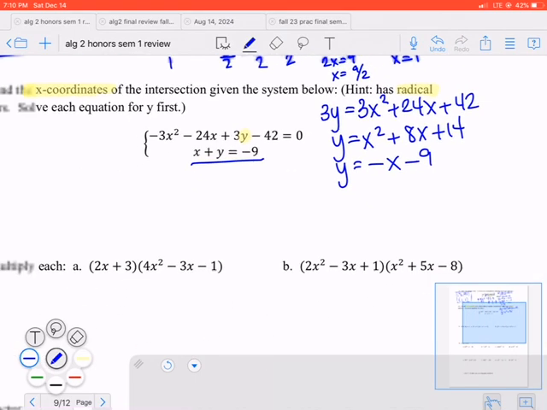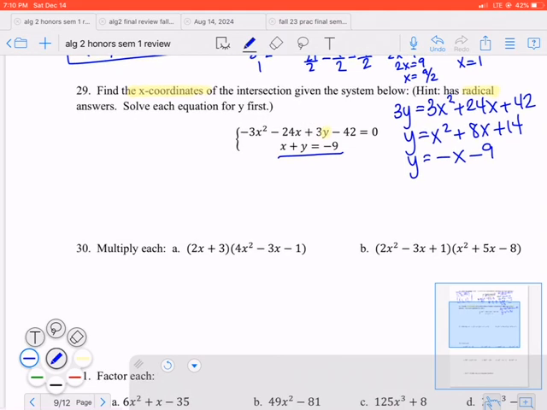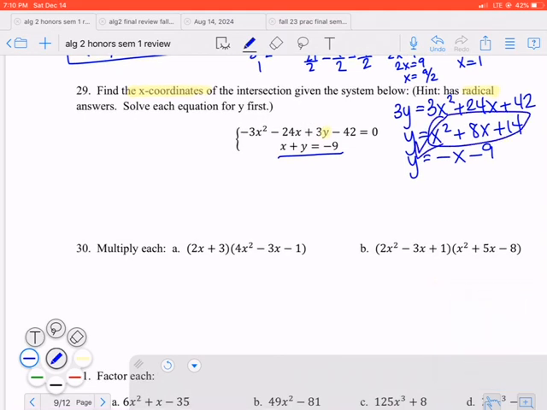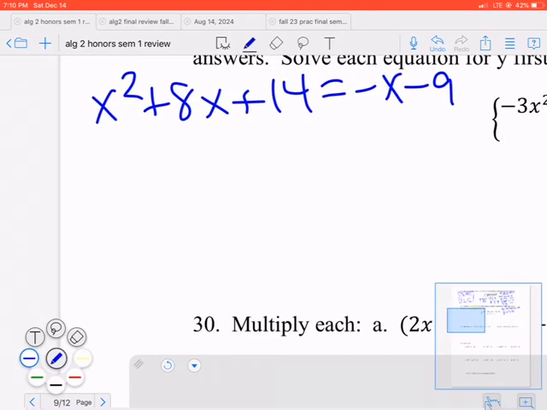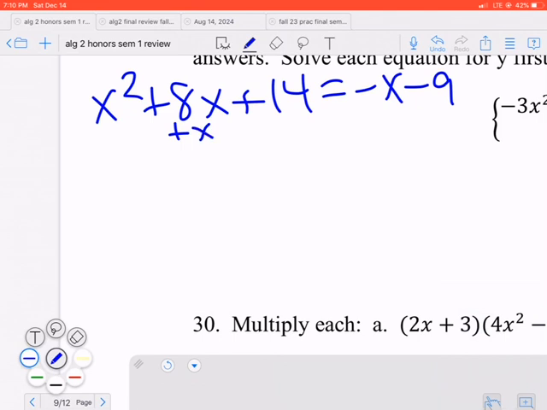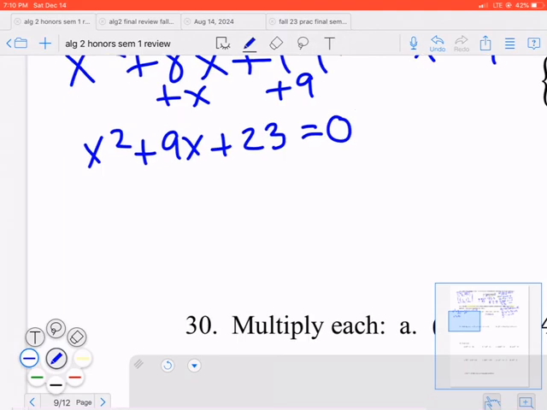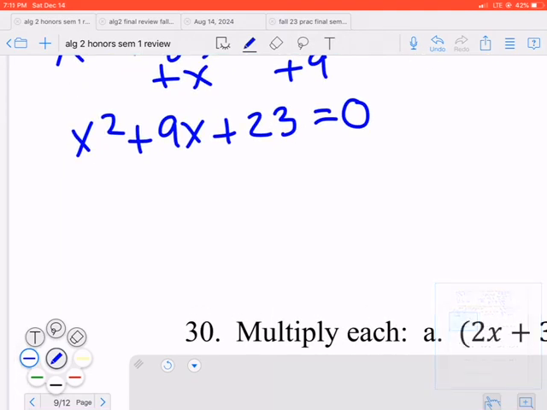So now I can set them equal to each other, plug this into that y. So we would have x squared plus 8x plus 14 equals negative x minus 9. Get everything on one side, so I'm going to add the x and plus the 9. X squared plus 9x. I'm looking at my page, so I'm cheating. Plus 23 equals 0. I guess it's not really cheating because I'm the one that did that page.